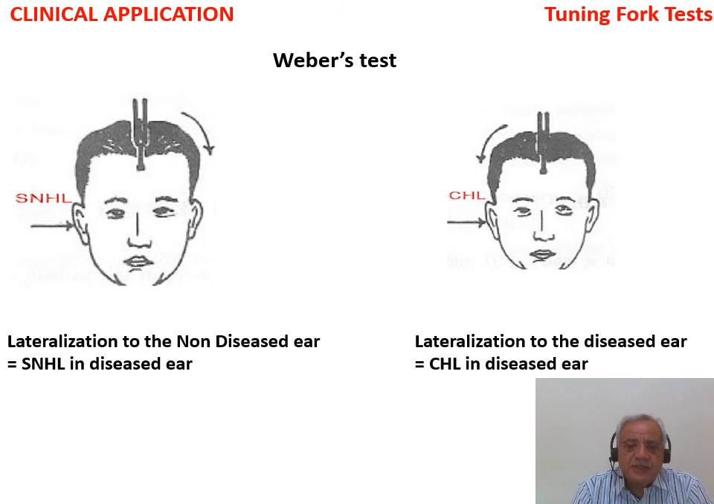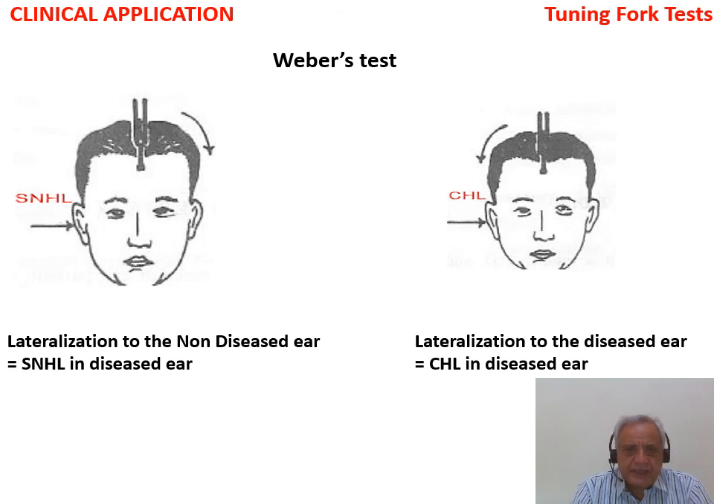But in the diseased ear, there is a conductive hearing loss. This conductive hearing loss will prevent the environmental sound. When we sit in an environment, there is a background noise. This background noise will not reach the cochlea of the right ear because of the conductive hearing loss. And because of this, the cochlea here can appreciate sound better than the other side.